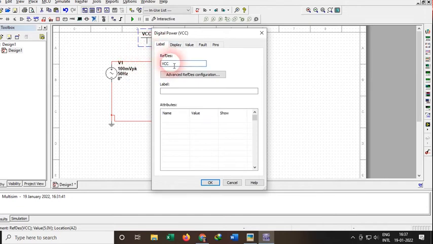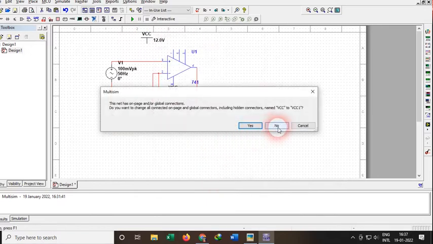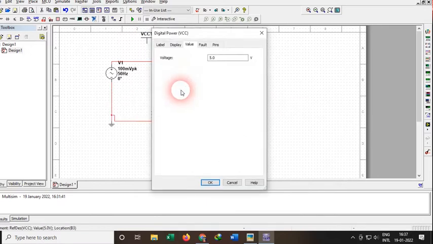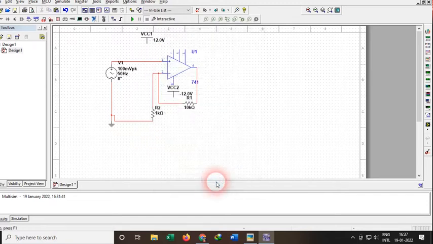Suppose I am going to choose the name VCC1. The value here is plus 12 volt. Just click here. For the other one, you have to choose minus 12, and make the label VCC2. Click on the OK button. So now this VCC needs to be connected to our pin number 7. Just see here, I have connected.